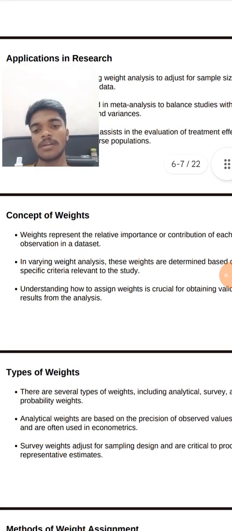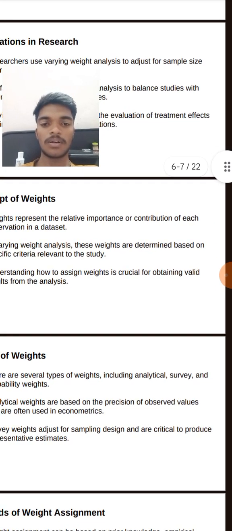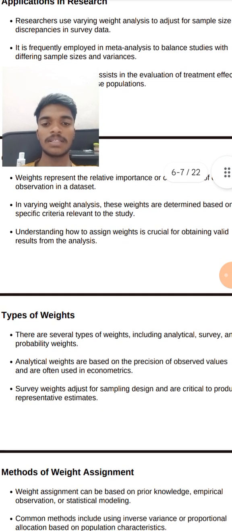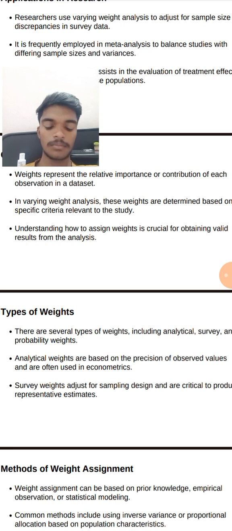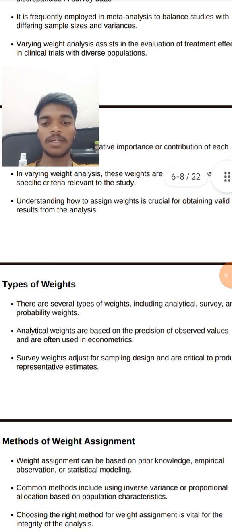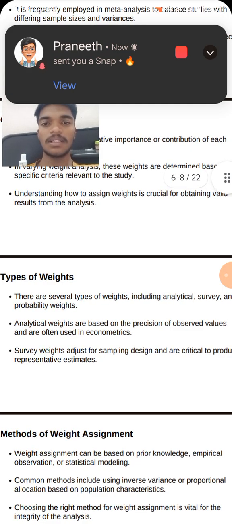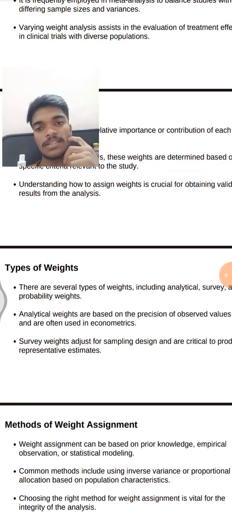Concept of weights: weights represent the relative importance or contribution of each observation in a data set. In varying weight analysis, these weights are determined based on specific criteria relevant to the study. Understanding how to assign weights is crucial for obtaining valid results from the analysis.